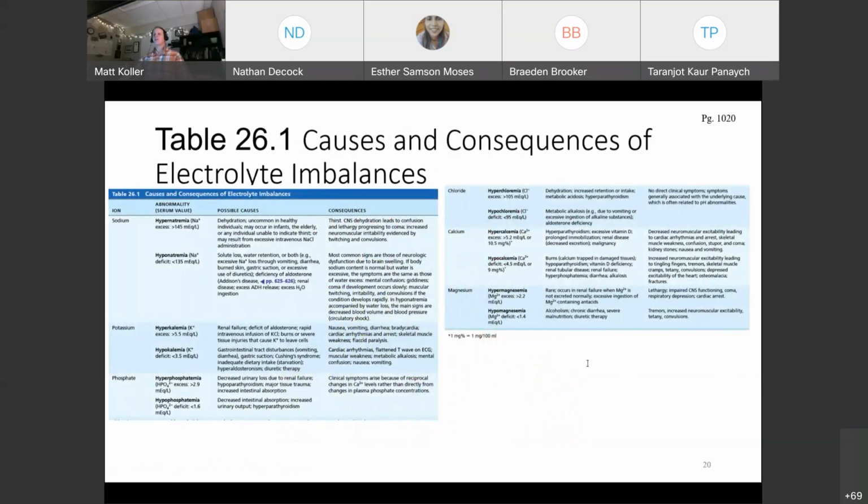So this is really just causes and consequences of electrolyte balance. And looking at this going, goodness, what is this all about? Well, it's not really that scary. I'm going to take away my annotation table for a second. We have the ion here on the left-hand side. So we have sodium, potassium, phosphate, and then this is a continuation of that table, chloride, calcium, magnesium. Here we see the abnormality. So you can guess based on this that sodium should be between 135 to 145 milliequivalents per liter.